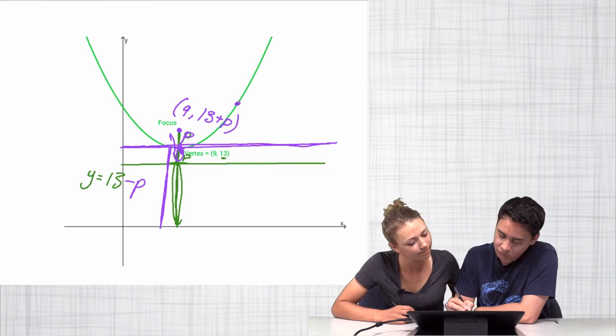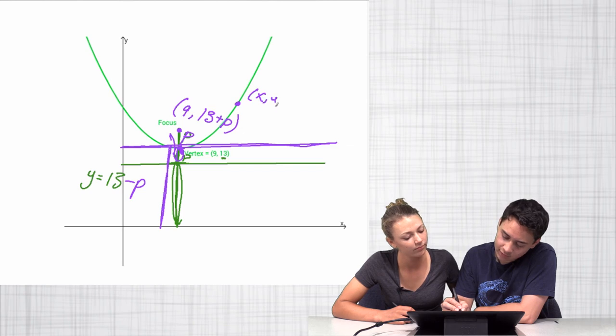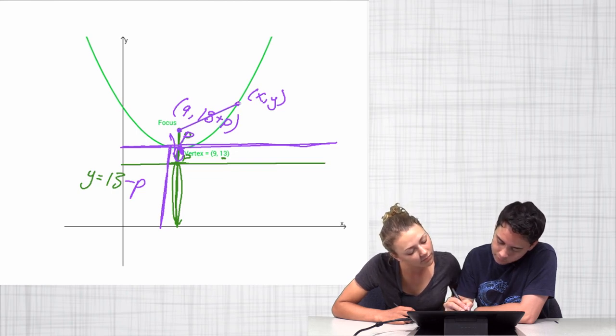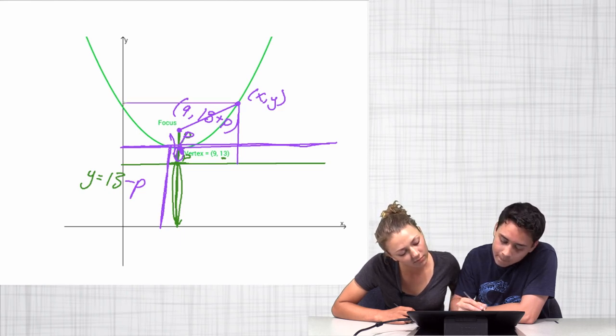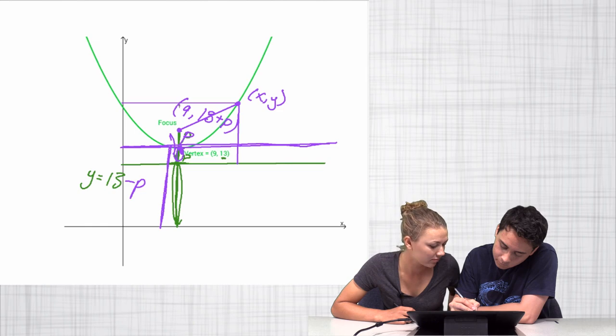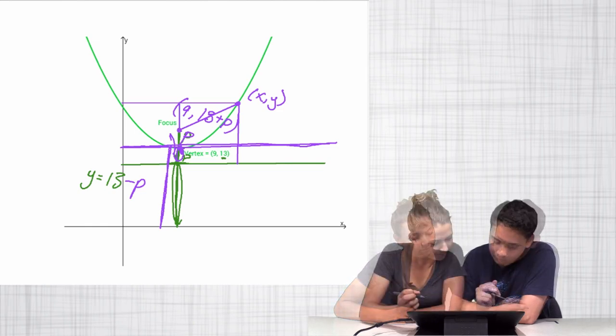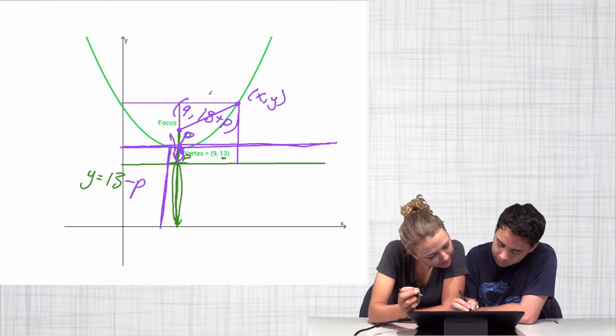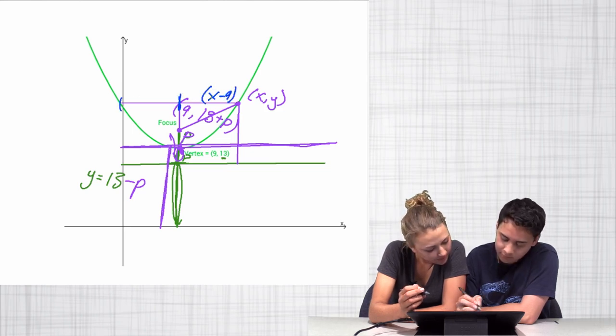So we'll just choose any point. And what's that point called? This point is x, y. All right. And then here's our line. Okay. So we know that this is our x minus the distance from here to here, which is 9. So that's x minus 9.